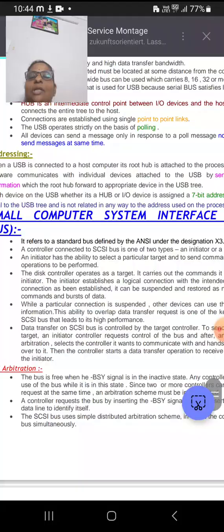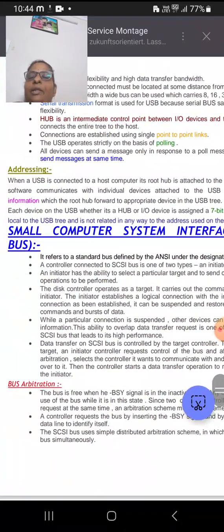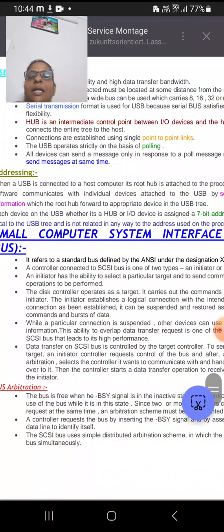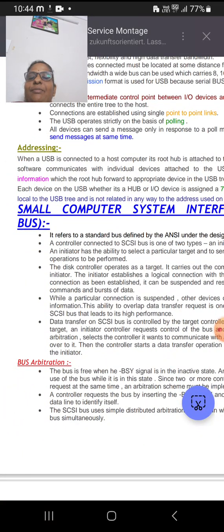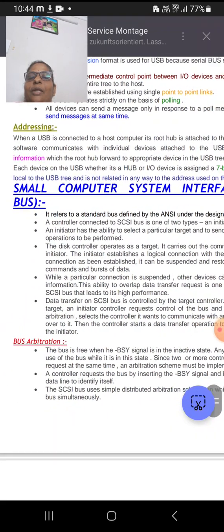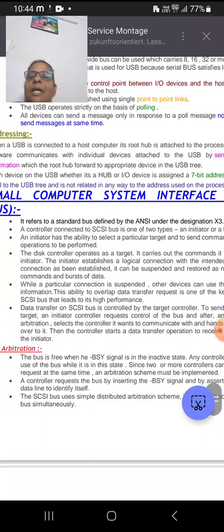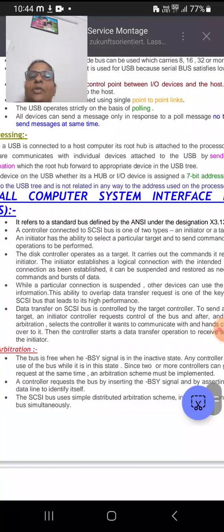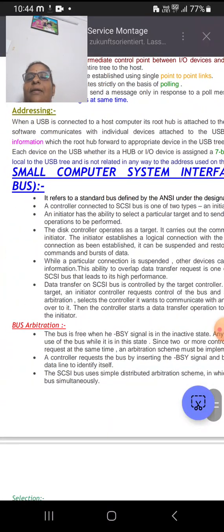So for addressing, USB connects the host computer to the hub attached to the processor bus, and the host software communicates with individual devices attached to the USB, sending packets of information. The hub forwards them to the appropriate USB ports. Whenever a hub and input device are connected, they are sent 7-bit addresses; the address is allocated to the USB device and is not released.